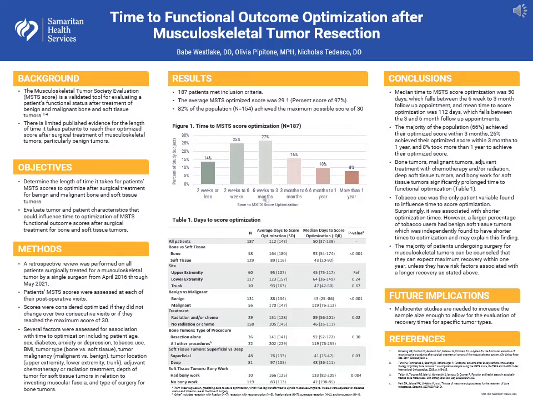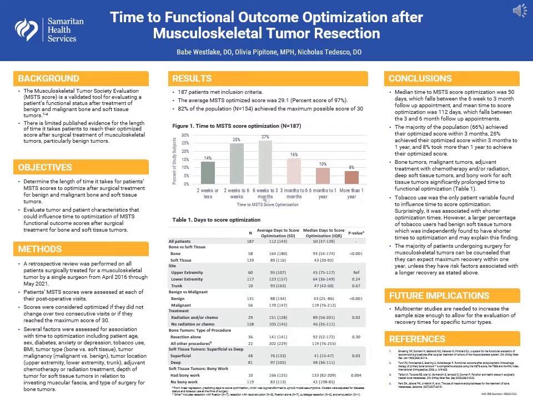One, to determine the length of time it takes for patients' MSTS scores to optimize after surgery, and two, to evaluate tumor and patient characteristics that could influence time to optimization of their score. This was a retrospective review performed on all patients treated by a single surgeon from April 2016 through May 2021. Patients' MSTS scores were assessed at each of their postoperative visits. They were considered optimized when the same score was recorded over 2 consecutive visits, or if the patient reached the maximum possible score of 30. We looked at several factors for association with time to functional outcome score optimization.